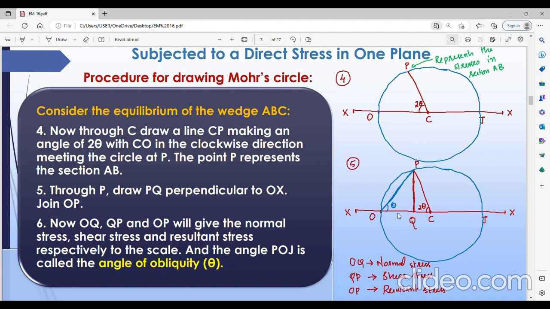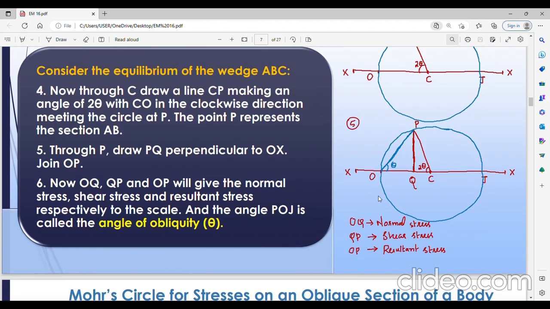Got it? Okay. Now it is very easy to find our aim. What is our aim? Our aim is to find the different types of stresses. The normal stress, what is the value of the normal stress? We don't know it. What is the value of the shear stress? We don't know the value of shear stress. What is the value of the resultant stress? We don't know it. So all these things we have to find. It is very easy to find from this particular figure. Here, if we measure OQ, OQ is the normal stress.